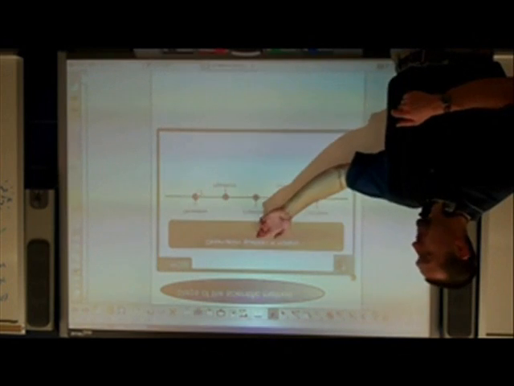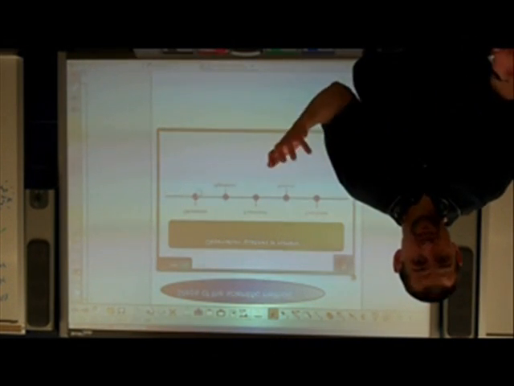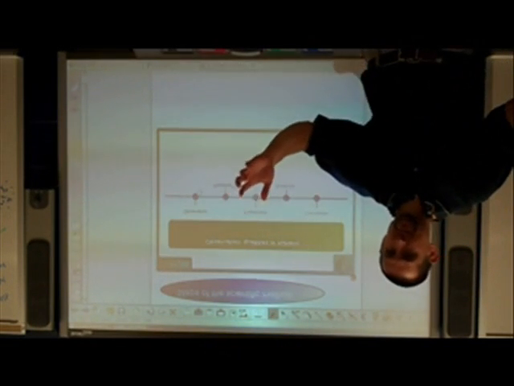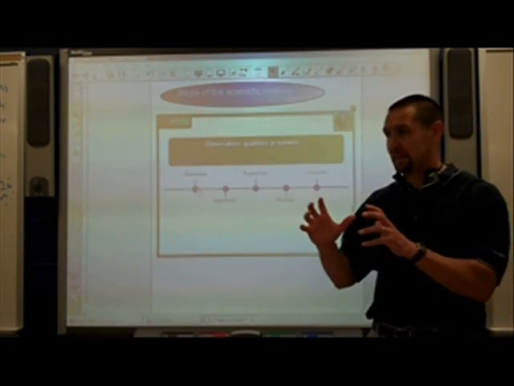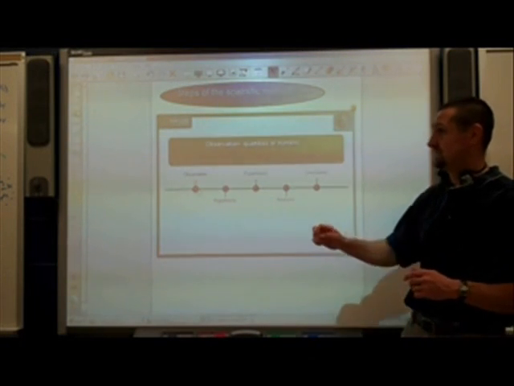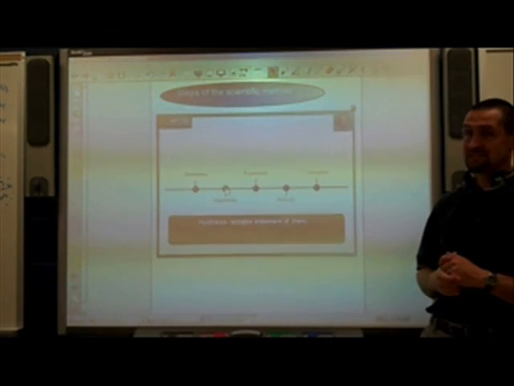Other kind of observations can be qualitative. We might say, is it rough or smooth? What color is it? Things that just describe the quality of that. So we make all these observations about the world around us, or some specific phenomena that we see, or something interesting that we want to discover. We first make all kinds of observations. Then we come up with a hypothesis.